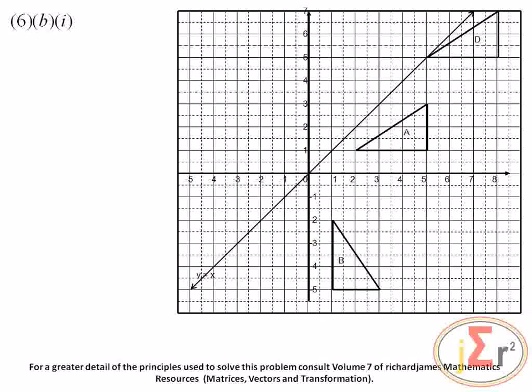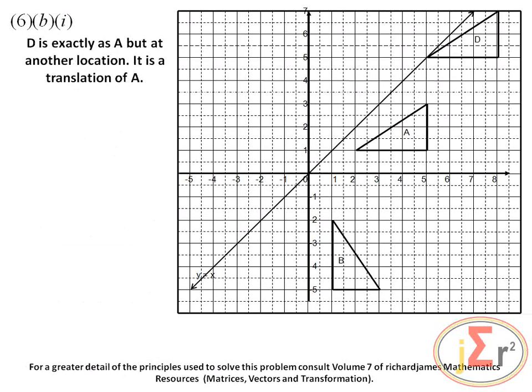Notice that triangles A and D are exactly alike. The only difference is that D is located at another position. So A and D are equal in all respects, with the exception that D is just at another location. Because of that, we say that the transformation is a translation. D is exactly as A, but at another location, it is a translation of A. And we can see that if we just take triangle A and move it up, we'll get triangle D. See?